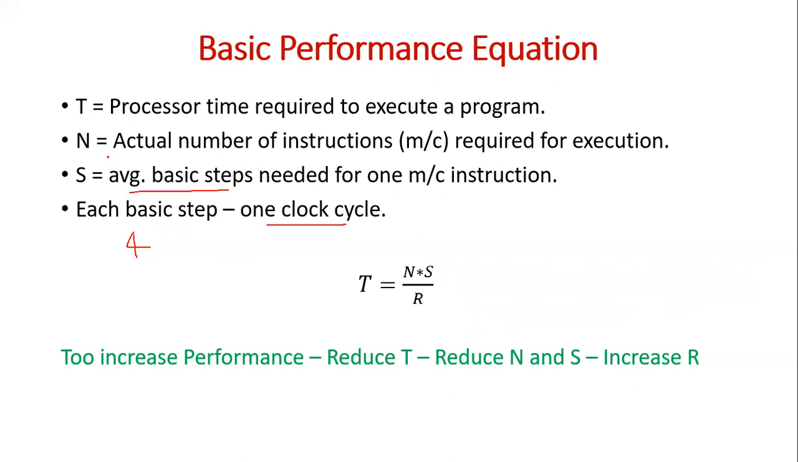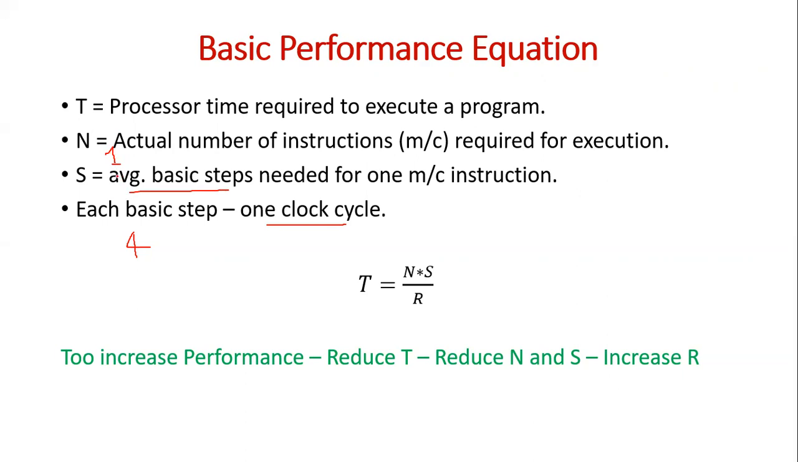If S is equal to 1, it means each instruction has only one basic step, and by that each instruction will execute in one clock cycle. Because if there is only one basic step, then it will execute in only one clock cycle. But is it practically possible to have only one basic step? No, that is not possible.